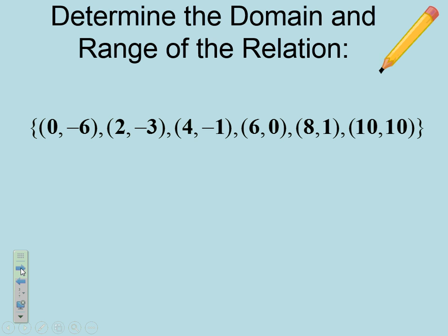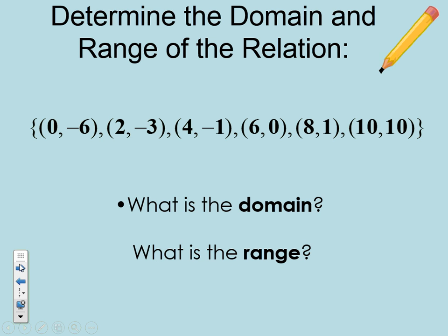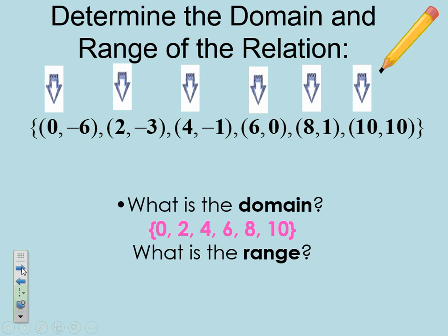If I were to identify the domain, what would I be looking at? I'd be looking for all of the x values. And if I was looking for the range, I'd be wanting to make a list of all the y values that are in this set of points. So simply, I'm looking for all the x values, and all the x values come first in these points. So if I make a little list, you see down below, 0, 2, 4, 6, 8, 10, those are all the numbers that are the x values in this set of points.